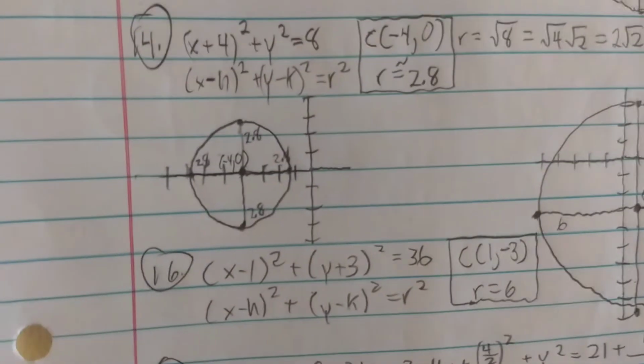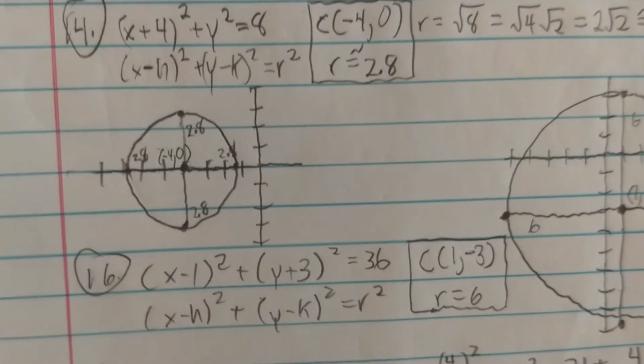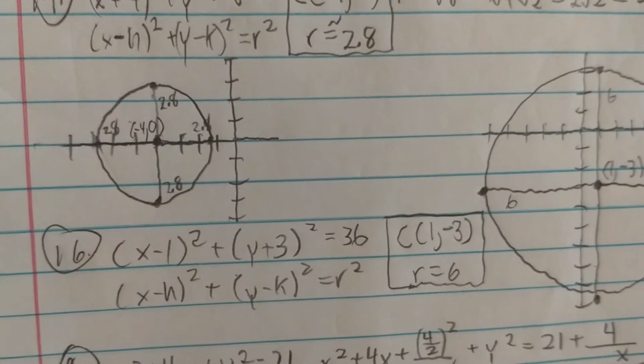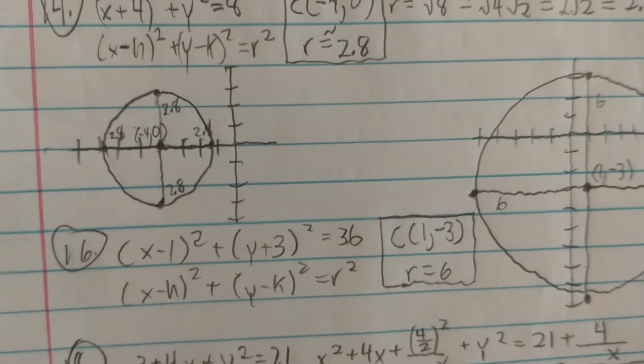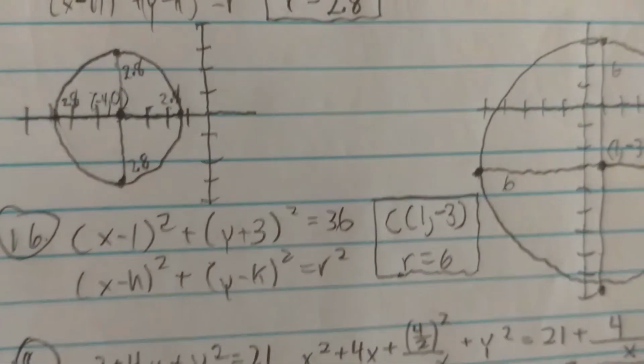Now, let's center the circle at (negative 4, 0), and go 2.8 to the right, 2.8 up, 2.8 left, and 2.8 down. That's just a little short of 3 each time. And then we have our circle.